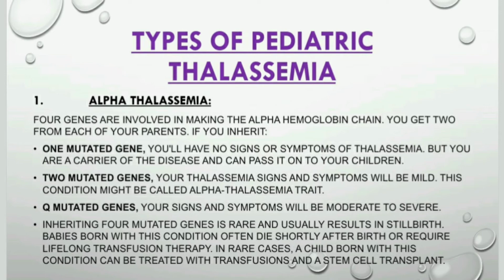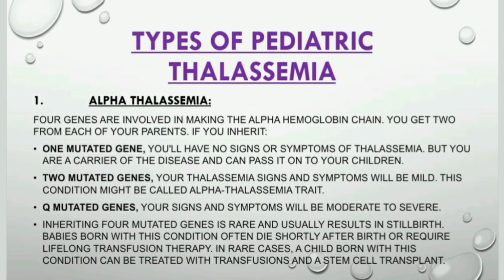Last paragraph, inheriting four mutated genes is rare and usually results in stillbirth. Babies born with this condition often die shortly after birth or require lifelong transfusion therapy. In rare cases, a child born with this condition can be treated with transfusions and a stem cell transplant.